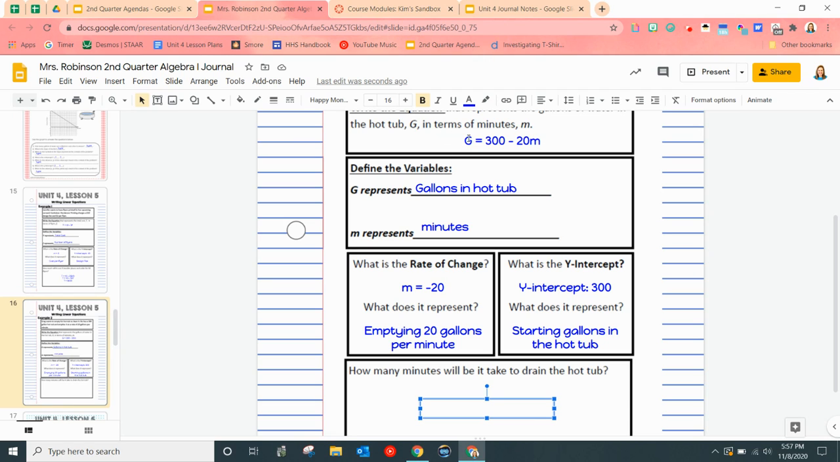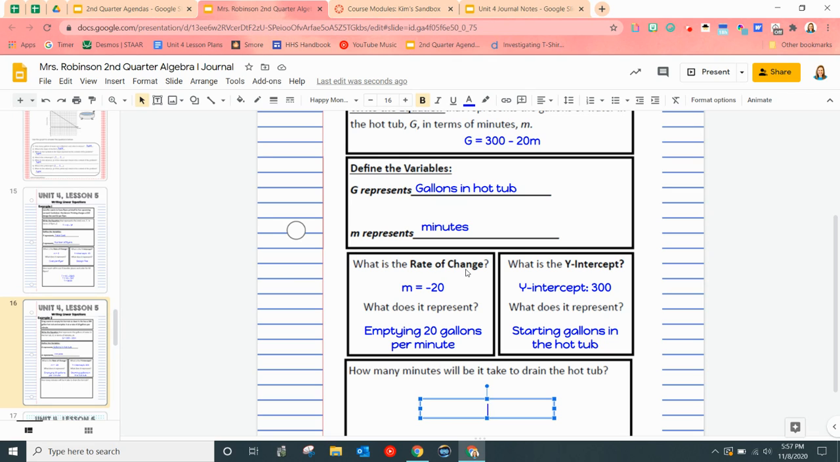So let's think. If I'm solving for M, they must have given me G, because I'm trying to figure out how many minutes will it take for the hot tub to be empty. So what is G? If my hot tub is empty, because they said how many minutes will it take to drain it, they mean drain it completely. How many gallons are going to be in the hot tub if it's empty?